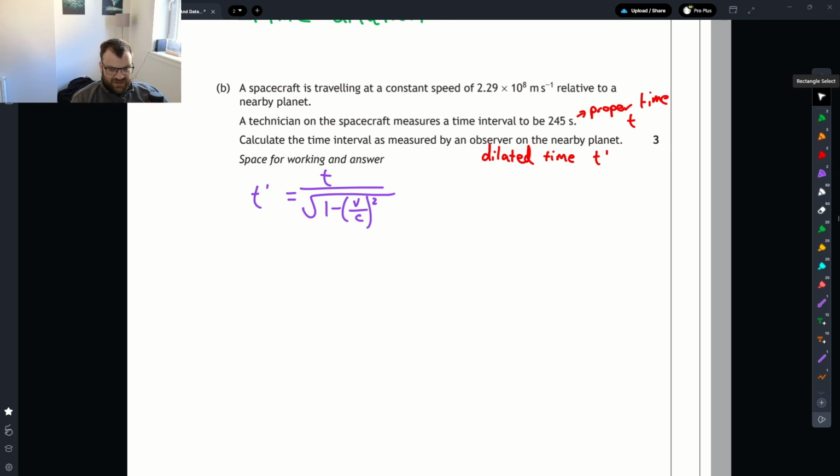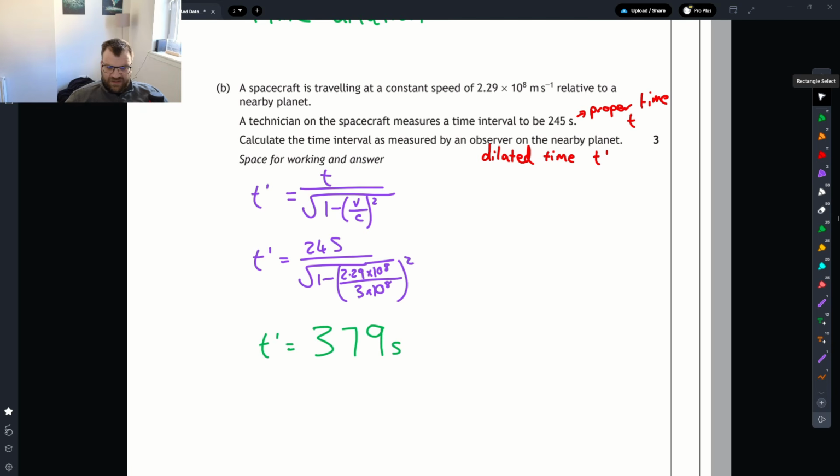We could then start plugging in the numbers. We've got our speed, 2.29 times 10 to the power of 8, and then 3 times 10 to the power of 8, because we're heading towards the speed of light. And then just fire that all into your calculator, and we get an answer of 379 seconds. So dilated means it's going to get bigger, so that makes sense. The dilated time will be longer. It appears longer for that one.